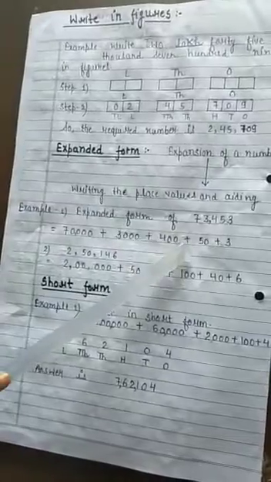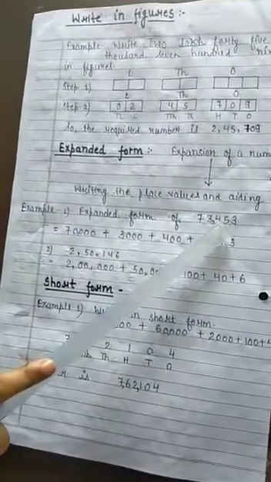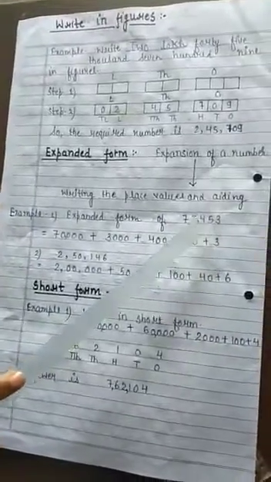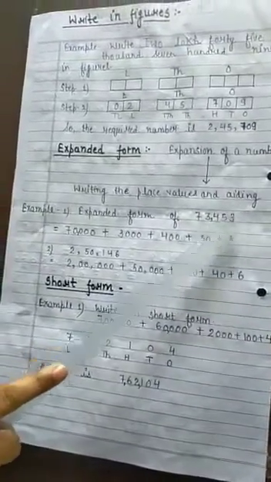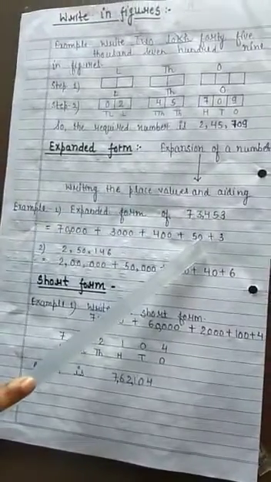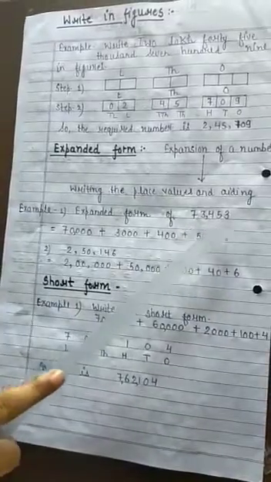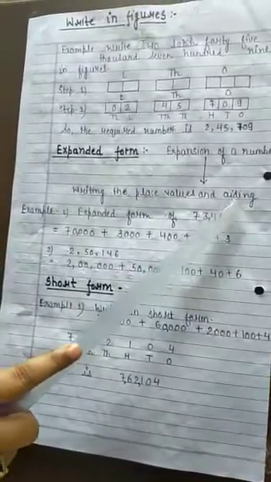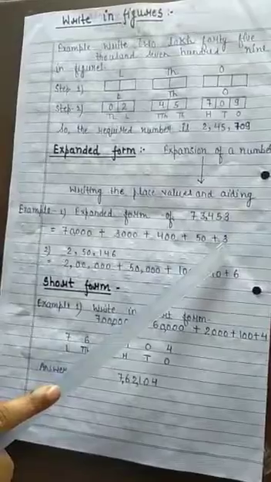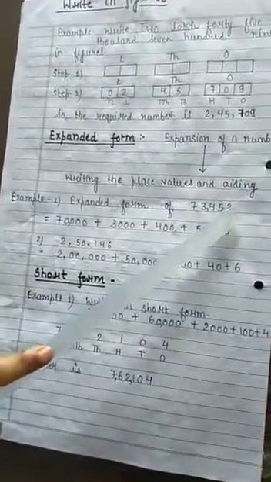Again making a plus sign, we will move further and the next digit is 5. And how many digits after 5? Only 1. So we will put 1 zero. Now moving further, there is only 3. So we will write 3 alone because there are no digits after 3.